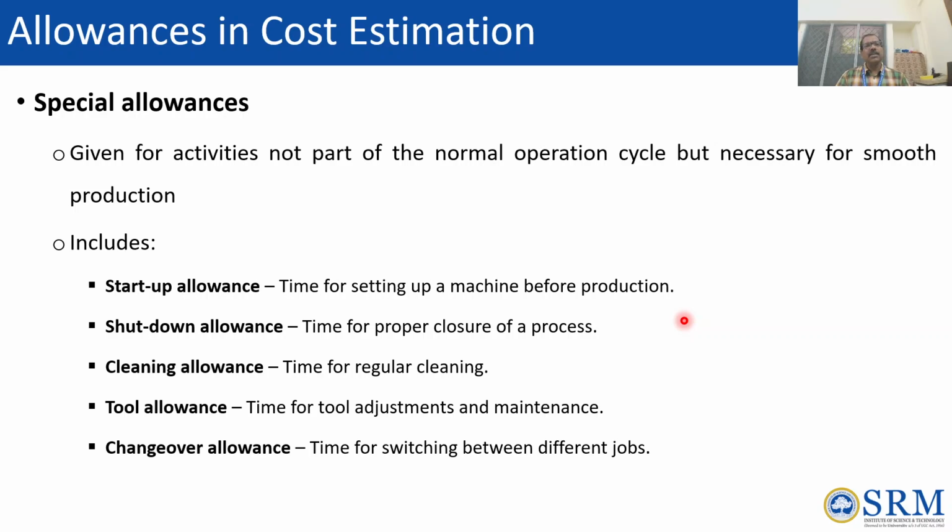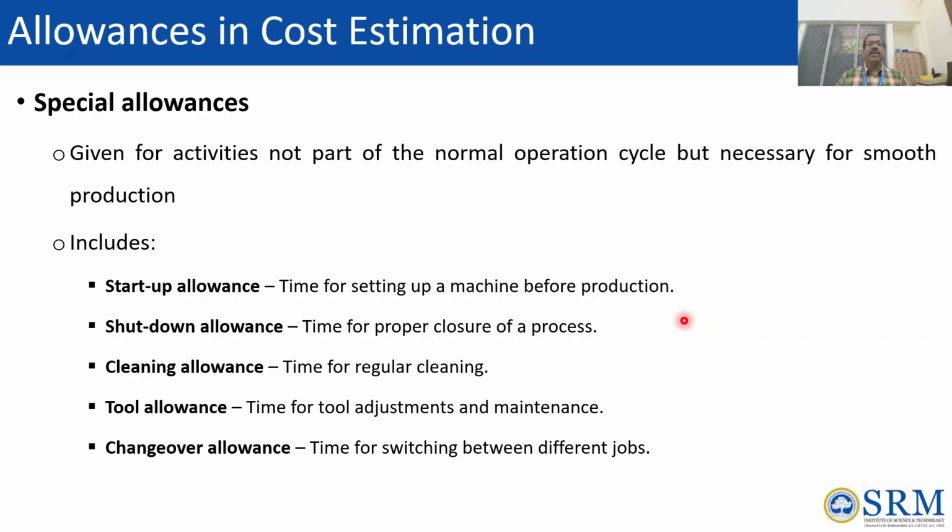Then special allowance is given for activities not part of the normal operation cycle but necessary for smooth production: startup allowance and shutdown allowance. Time for setting up the machine before production every day is startup allowance. Assume we are coming to our machine shop and we have to turn on all the switches, turn on all the batteries, the UPS in the back, then switch on the machines, right? We need to ensure it's been cleaned. Once started, it will be continuously running. But for starting, we need to prepare some basic setup, right? So that setup allowance is needed.